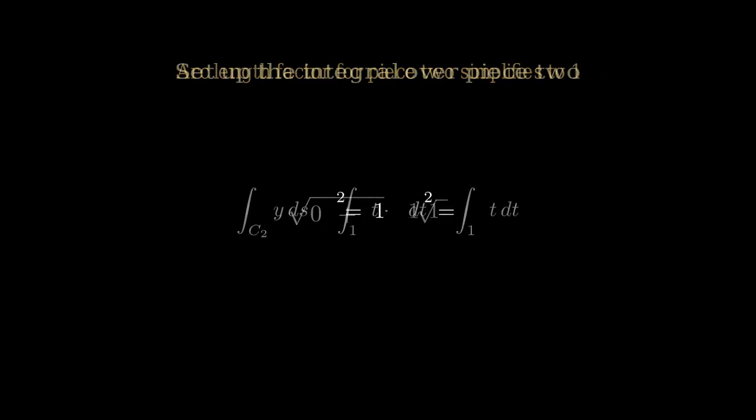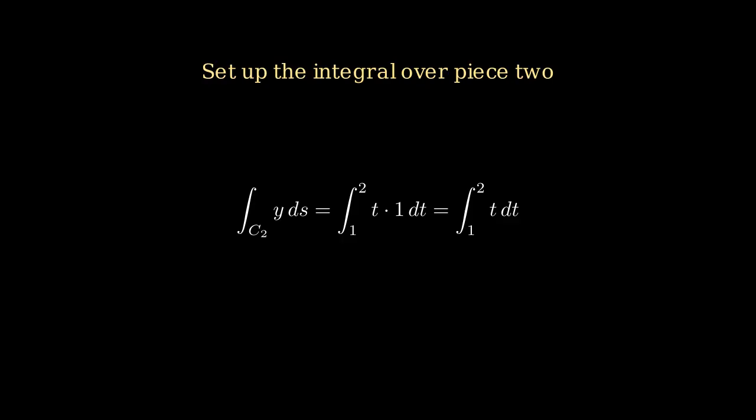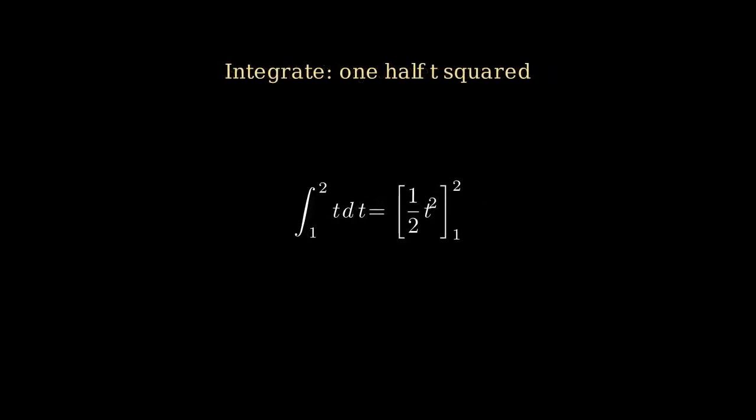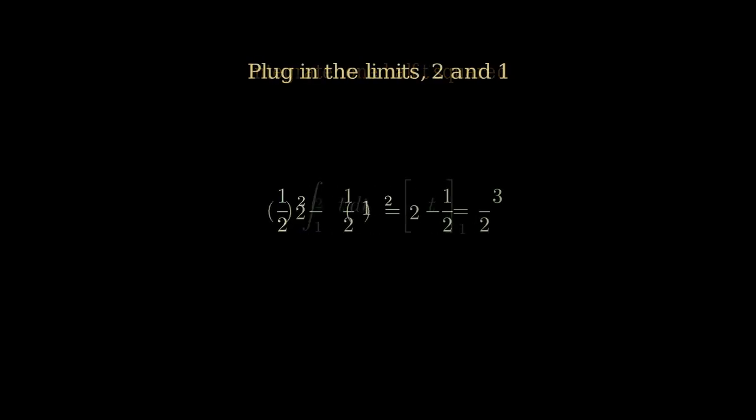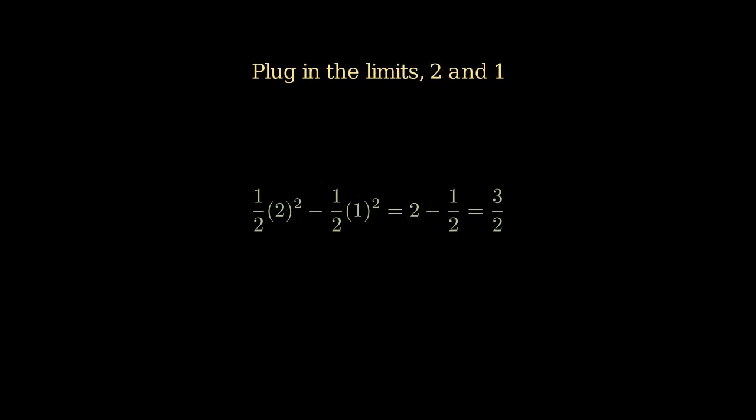Step 11. Set up the integral over piece 2. It is the integral from 1 to 2 of t multiplied by 1 dt, which is simply the integral from 1 to 2 of t dt. Step 12. Integrate. This gives 1/2 times t squared, evaluated from 1 to 2. Step 13. Plug in the limits. 1/2 times 2 squared minus 1/2 times 1 squared equals 2 minus 1/2 equals 3/2.